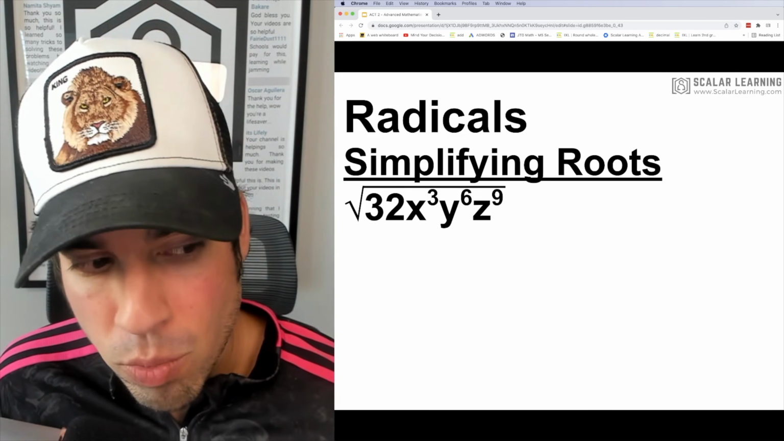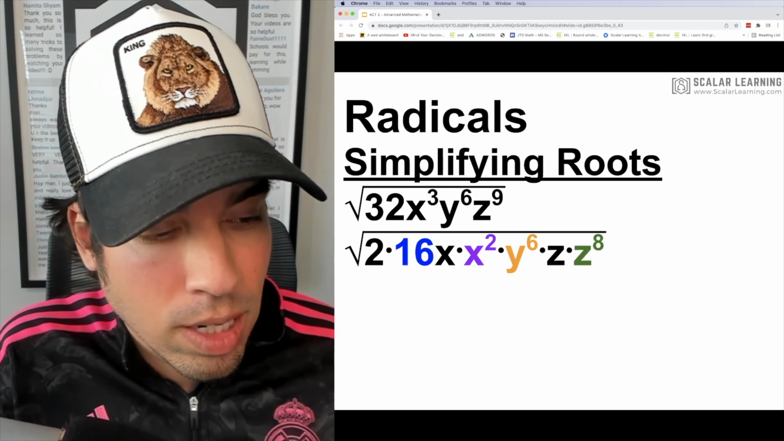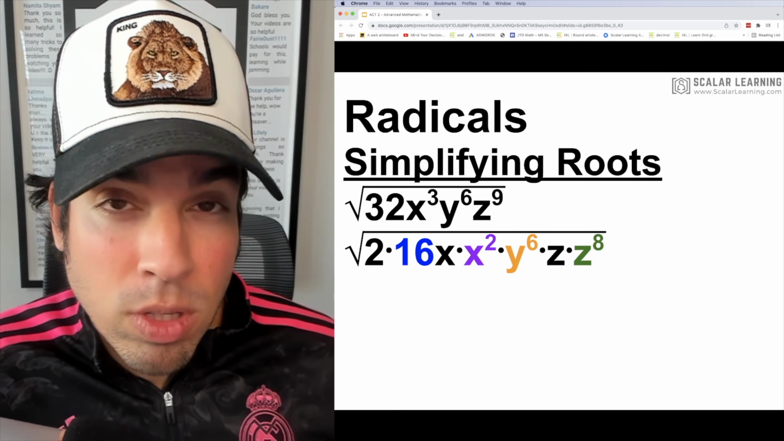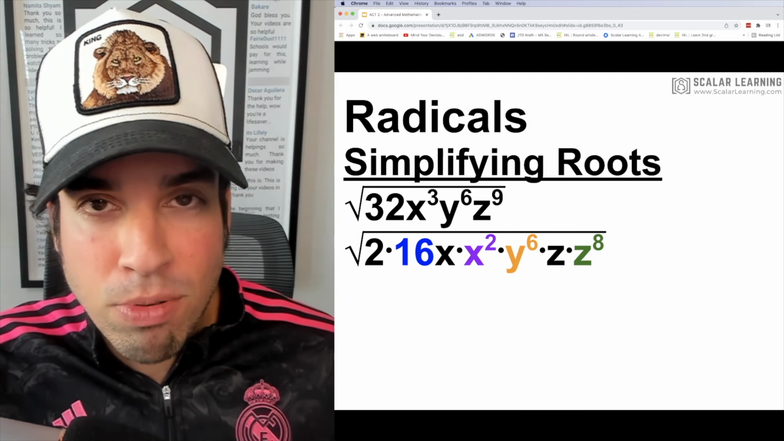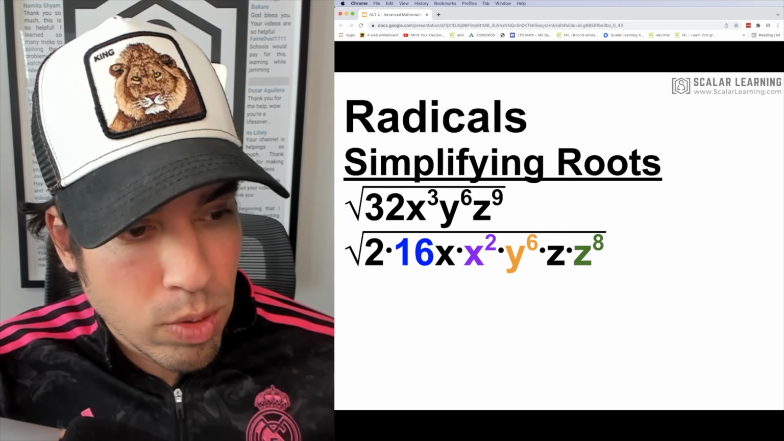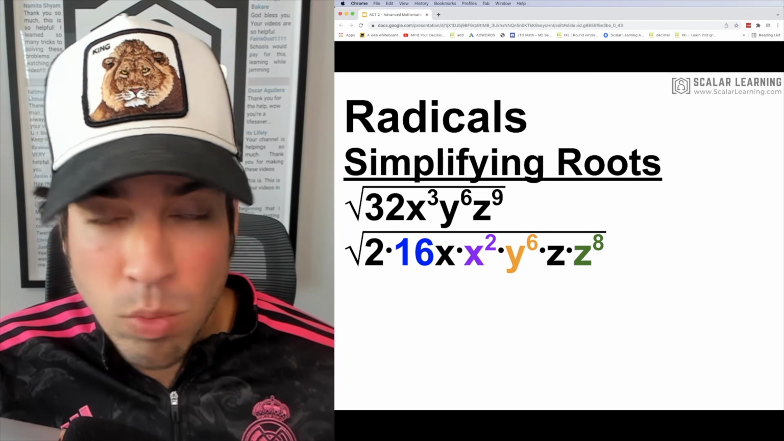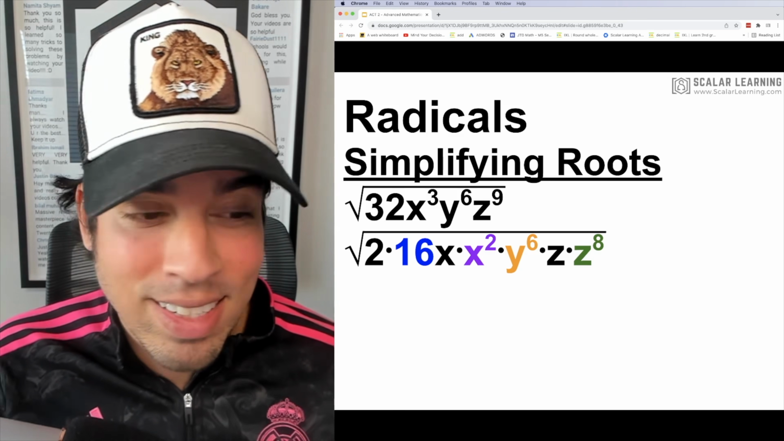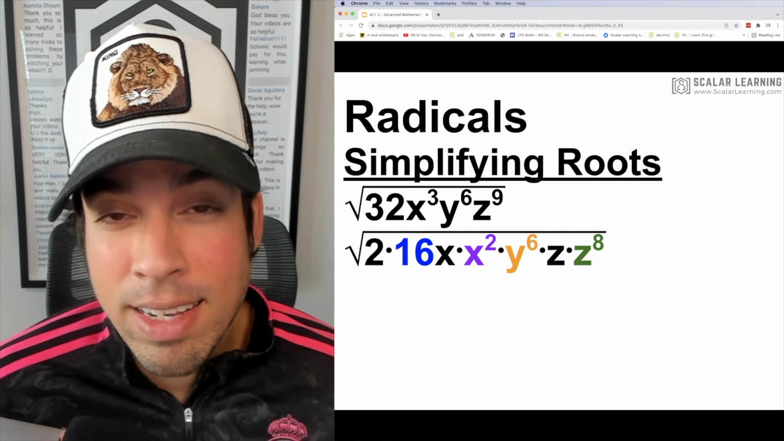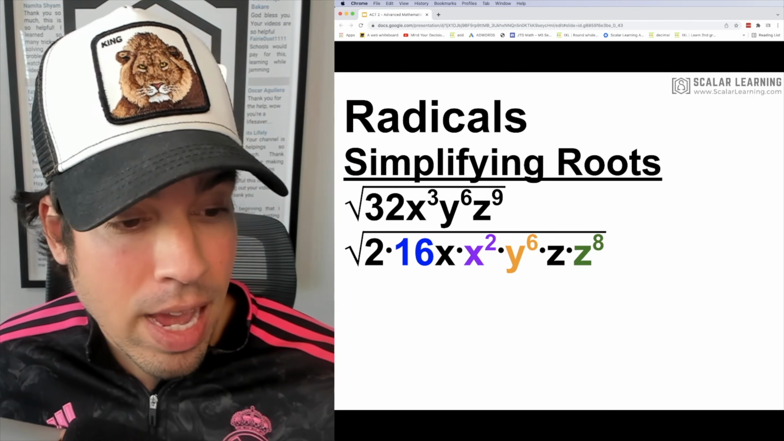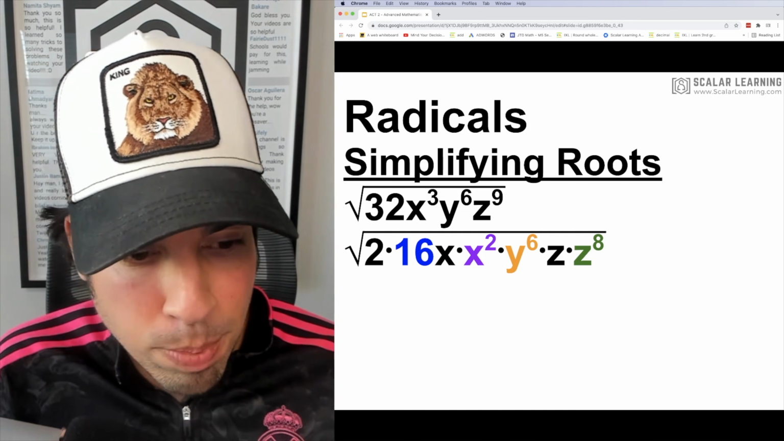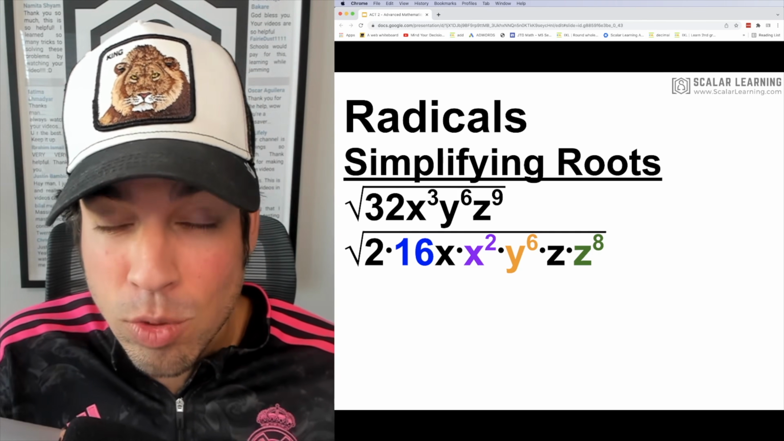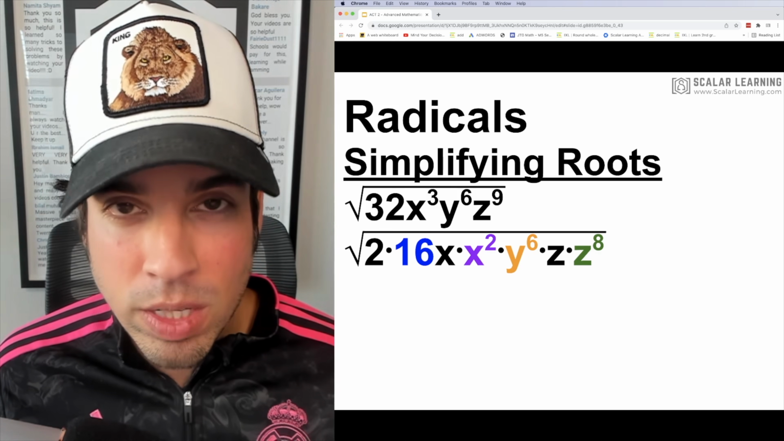So check this out. I'm going to rewrite this as 2 times 16. Why? Because I know that 16 is a perfect square. So I'm just separating it out from a perfect square. I'm going to rewrite x cubed as x times x squared. Once again, x squared is a nice perfect square because the square root of x squared is x. Y to the sixth is a perfect square because it's got an even exponent. And then z to the ninth, I'm going to split it up as z and z to the eighth because once again, 8's an even exponent, we can take a square root.